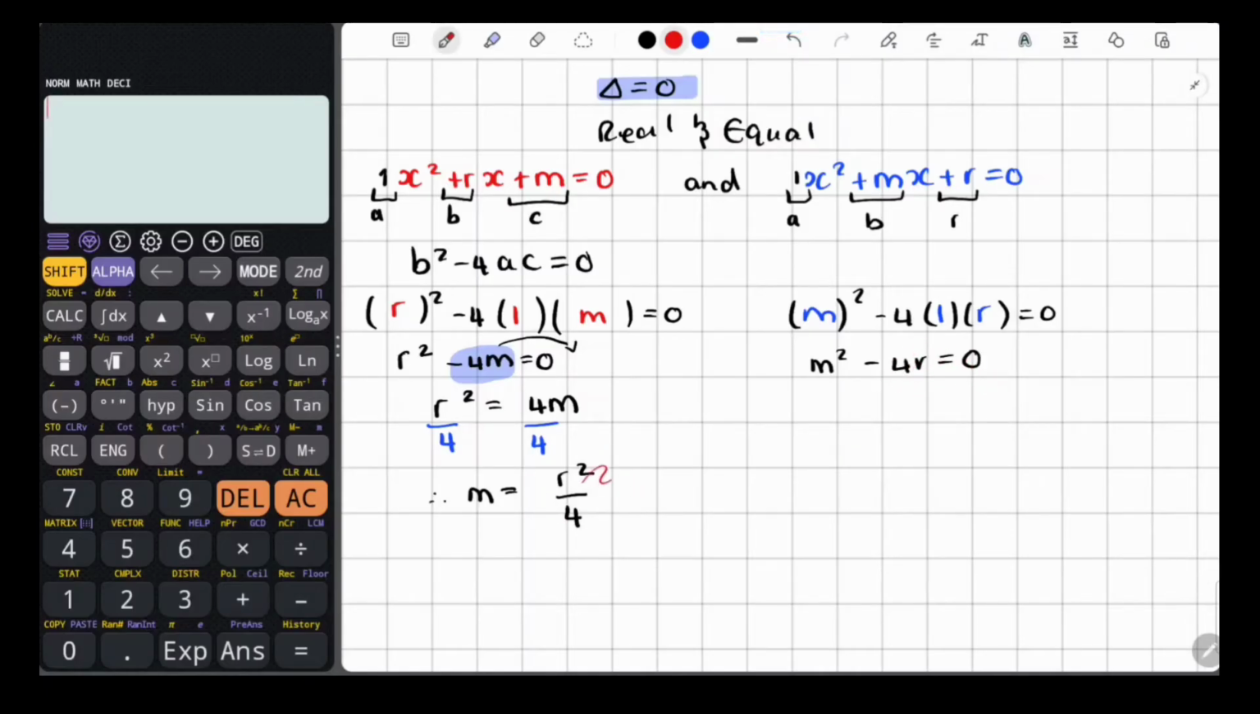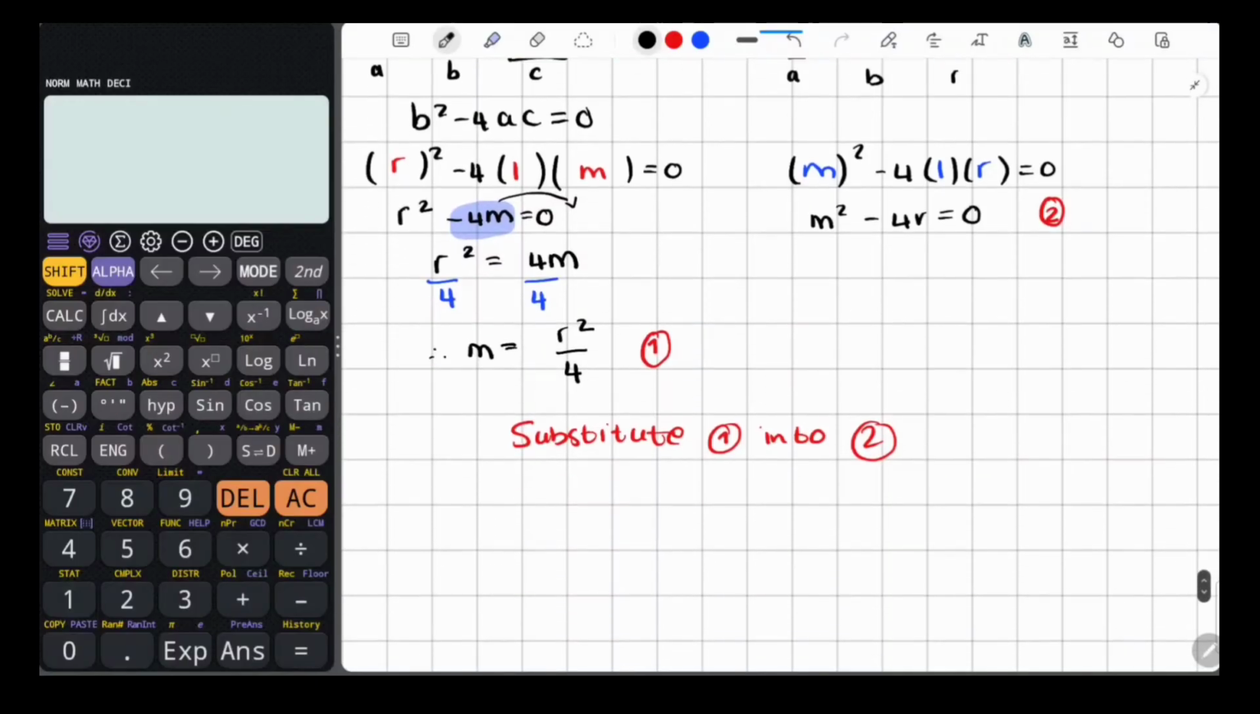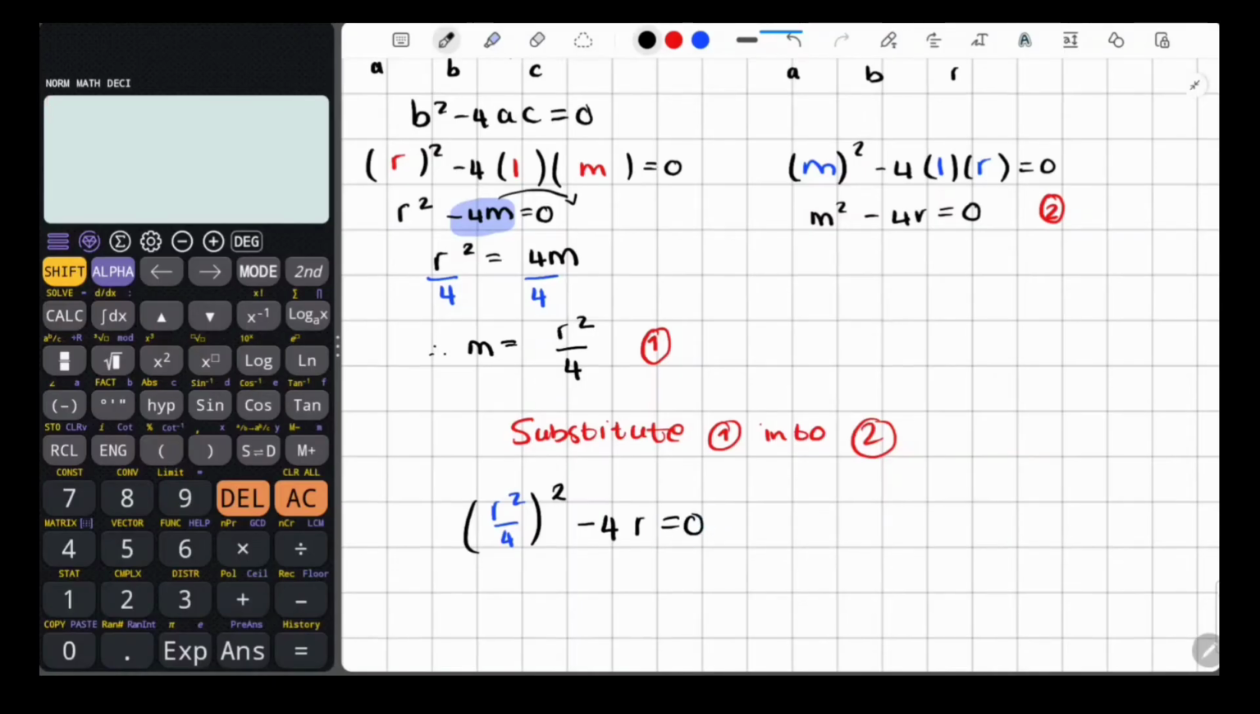What we can do is just call this our equation 1, and then that can be our equation 2. So in order to solve for something, we can just go ahead and substitute equation 1 into equation 2. So substituting equation 1 into equation 2. So wherever you see m, replace it with r squared over 4. So here we have m squared. So I'm going to replace that with the r squared over 4. And so that is squared all squared minus 4r is equal to 0.